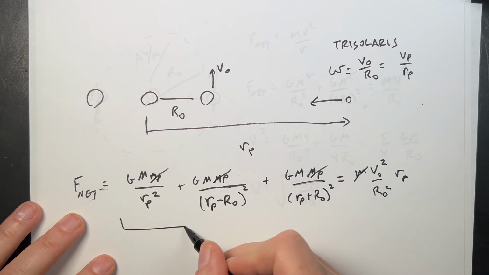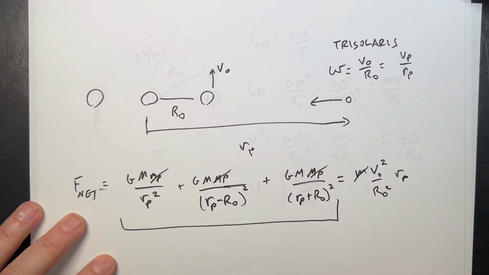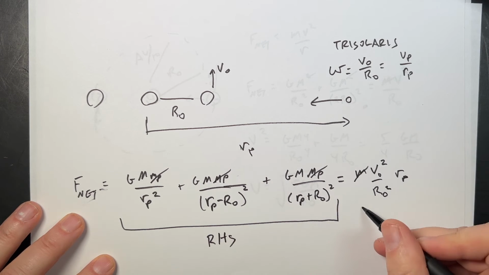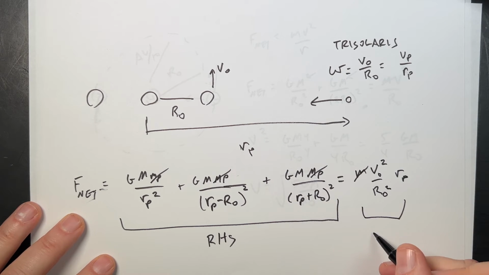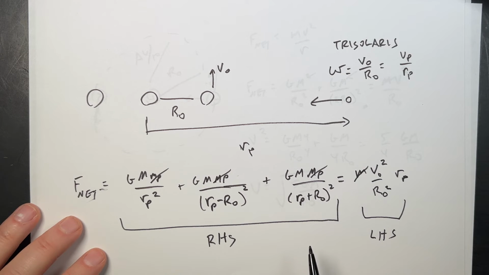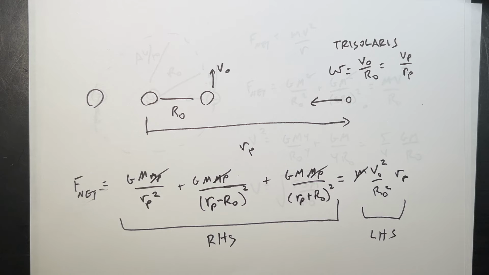What I'm going to do is pick a value of RP, solve for the right-hand side, and then solve for the left-hand side, and then plot both of these versus R. When they cross, that's when they're equal. They have the same value, and that would be the solution for RP. So yes, I'm going to do this in Python.